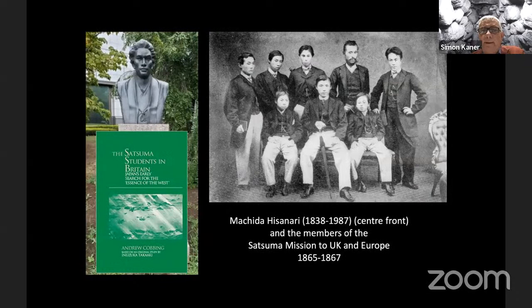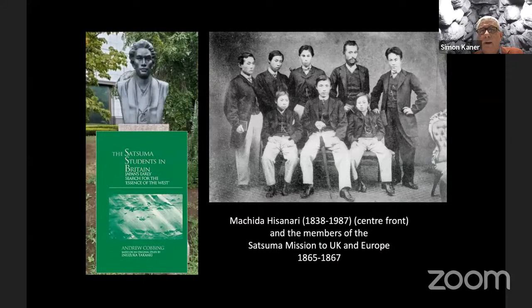Now, as I said, the 1850s through to the 1880s were a period of tremendous change in Japan, and some Japanese went out of their way to find out what was going on in the rest of the world, including a mission of students. Here we see the Satsuma mission, which came to Europe between 1865 and 1867. And the gentleman sitting right in the middle of the front row here is Machida Hisanari. This is the Japanese name order, so you have the family name first and then the given name after that.